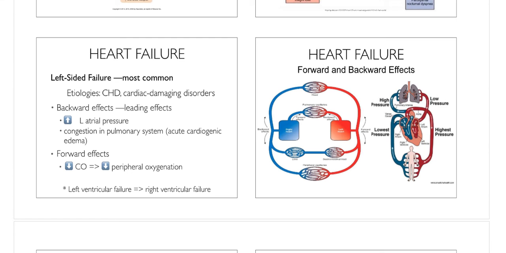Forwards effects, we're going to be talking the same regarding both left-sided and right-sided. So decreased cardiac output, which means a decrease in peripheral oxygenation. The tissues are not going to have enough oxygen for general metabolism, leading to a host of issues. And typically, left-sided ventricular failure can lead to right ventricular failure.